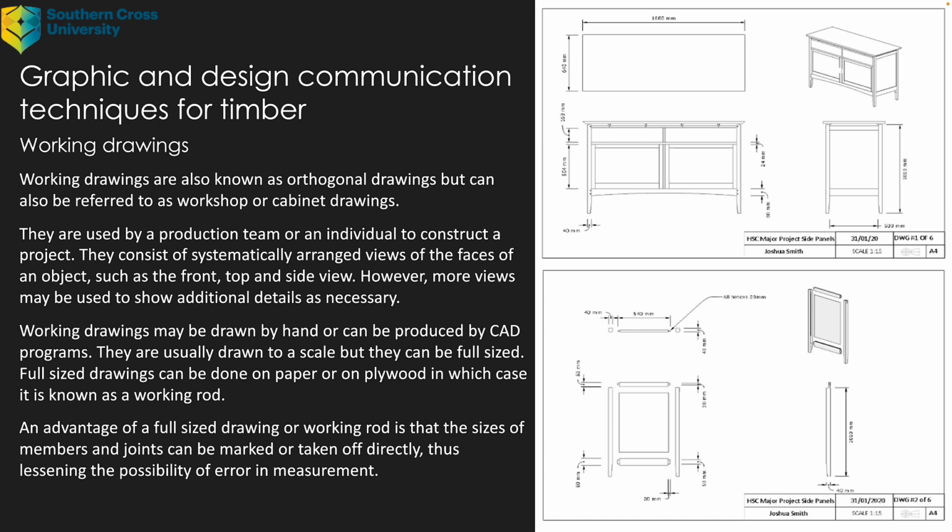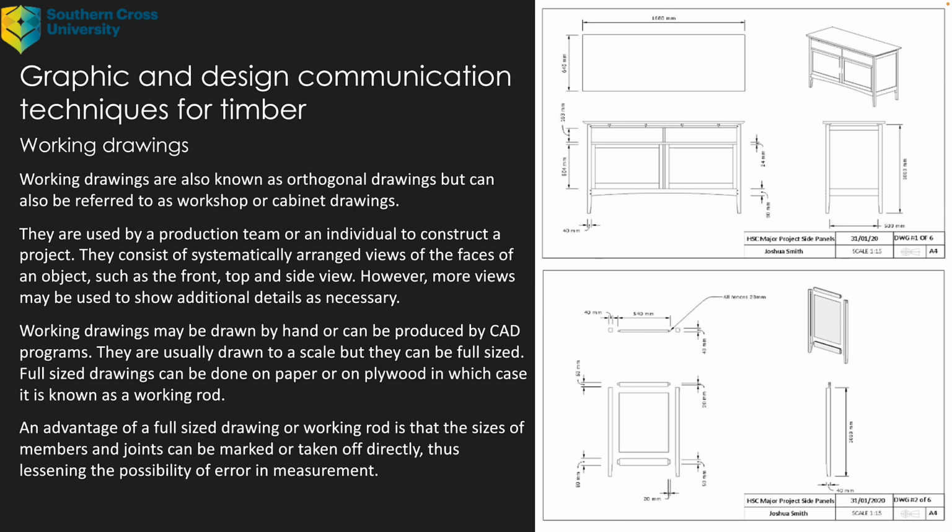Okay, so finally we're just going to talk about working drawings. And there's another lecture that talks about Australian Standard 1100 where we go into this in more detail, but this is an overview. So working drawings are also known as orthogonal drawings, but can also be referred to as workshop or cabinet drawings. They are used by a production team or an individual to construct a project. They consist of systematically arranged views of the faces of an object, such as the front, top, and side view. However, more views may be used to show additional details as necessary.